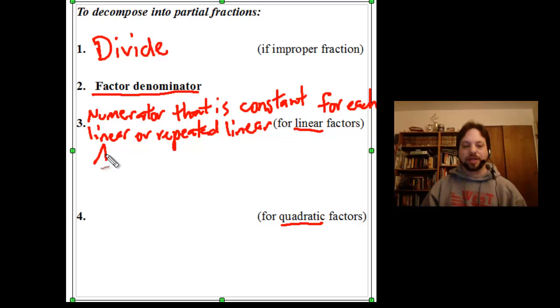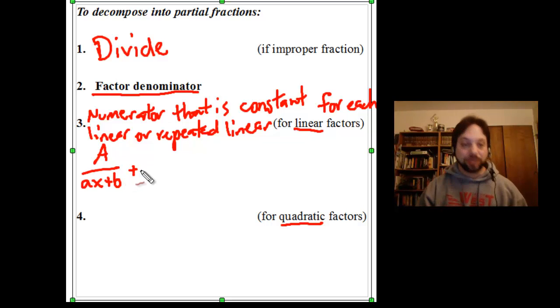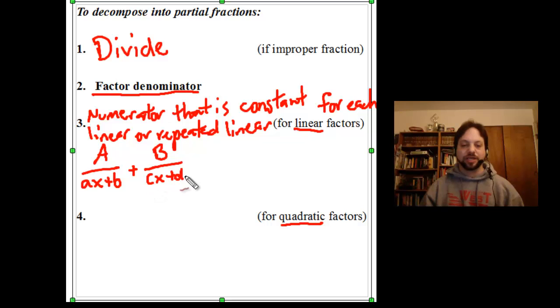We could end up with something like this: a constant divided by the linear factor ax plus b. Perhaps there's another linear factor, we'll call it cx plus d squared. Now, even though it is squared, it's still a linear factor. It just occurs twice. And the way we would handle that, we would assign a constant to the original, which is cx plus d, and then we'll assign a separate constant to the repeated version of that. So there's your cx plus d squared. So that's how we split up all the linear factors.